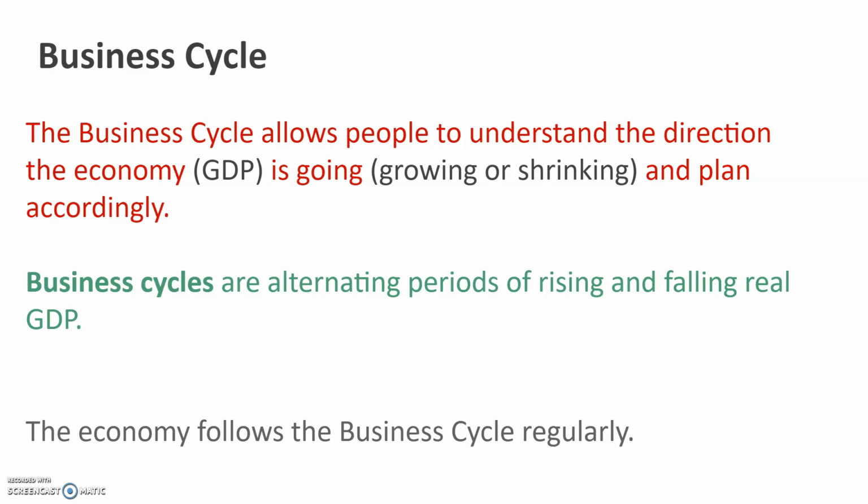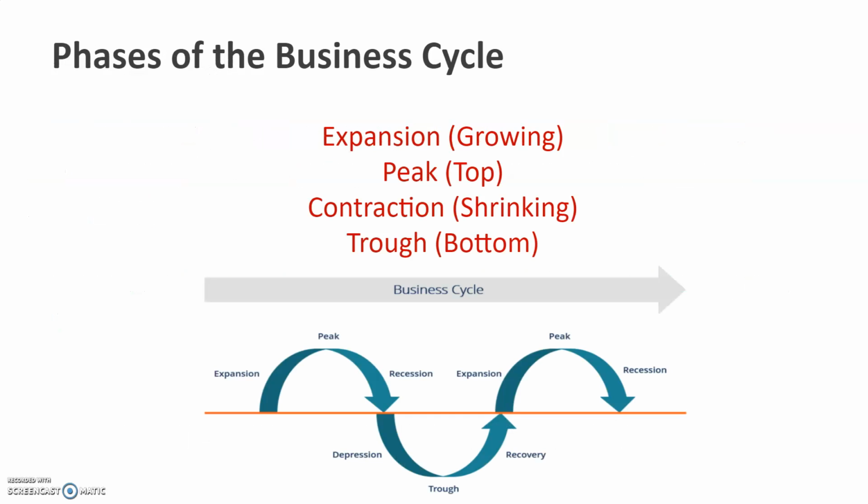Business cycles essentially are just these alternating periods of rising and falling in real GDP, and an economy will follow a business cycle regularly. When we talk about the business cycle, there are 4 different phases that a business cycle will go through, and these happen over and over again and have been throughout history. We see various periods of expansion. Some are really long and some might be rather short. Eventually that expansion will peak, and then we see times of recession.